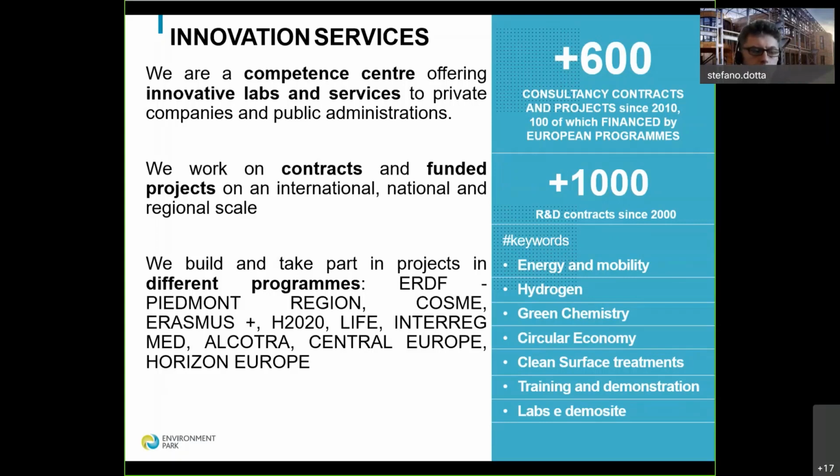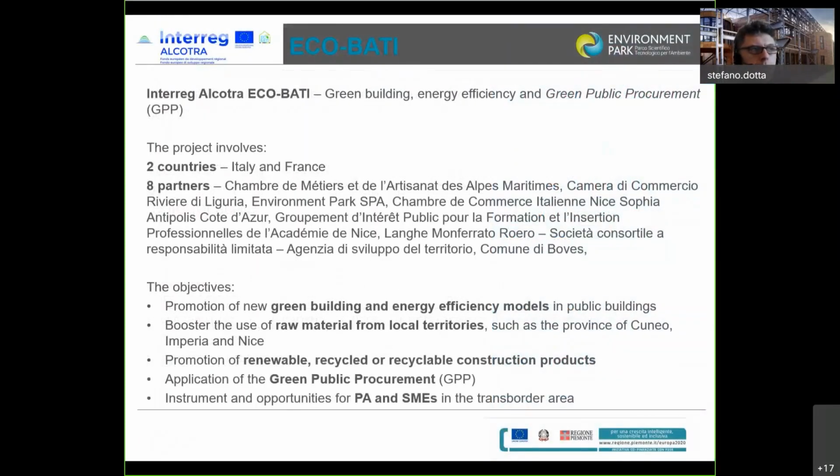And we work giving our competence, but also labs and demo sites. And about public procurement, we have experience in different European projects. Today I would like to present the results of one of these projects, called EcoBati.